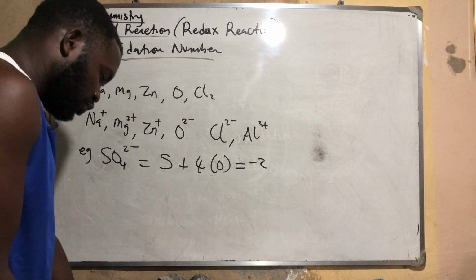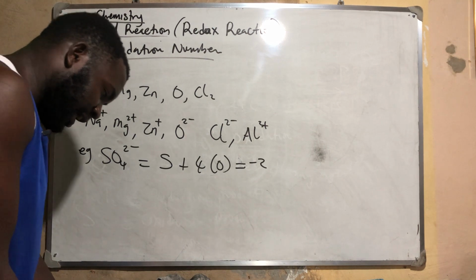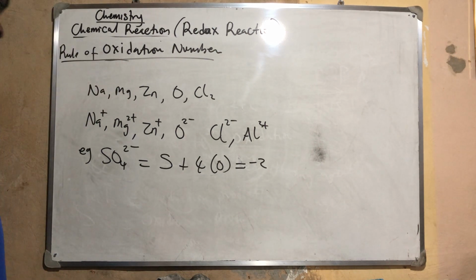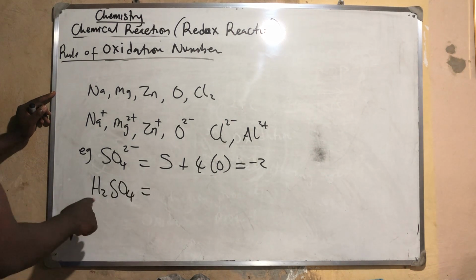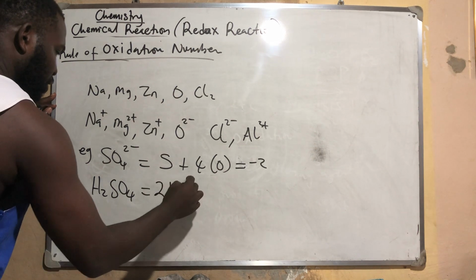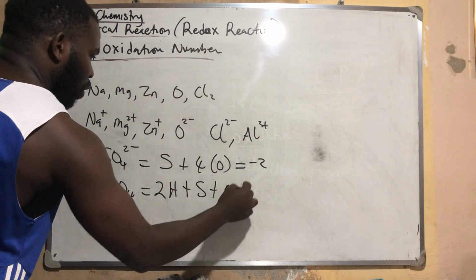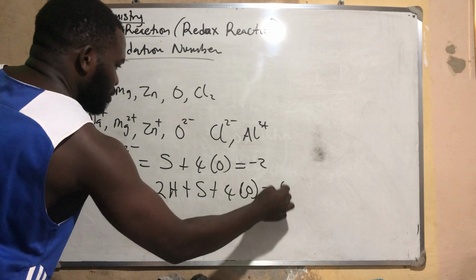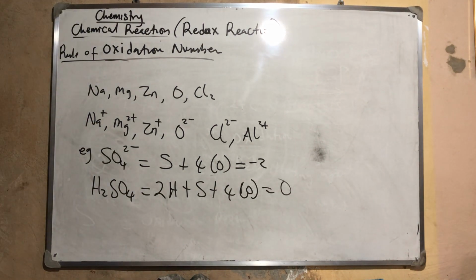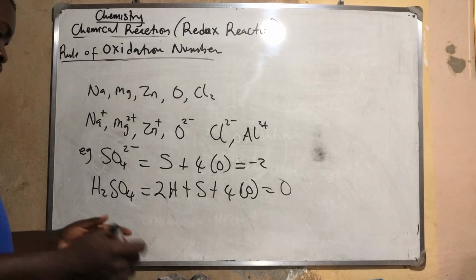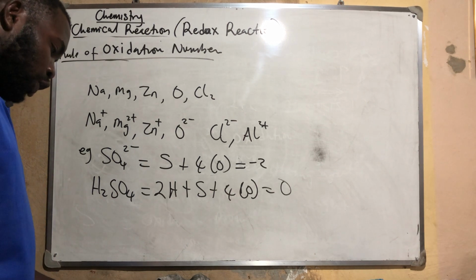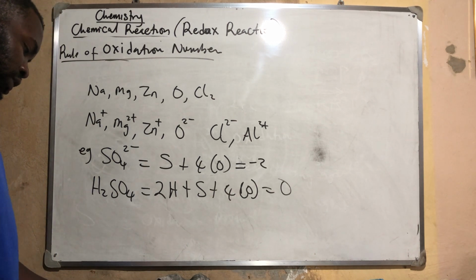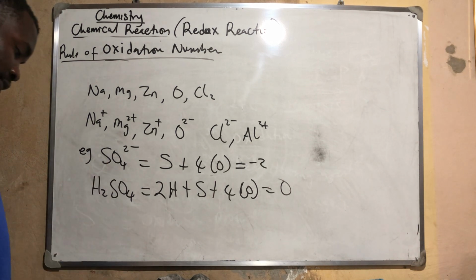Number 4, the sum of the oxidation numbers of elements in a compound is equal to 0. Like I said before, if I have H2SO4, for instance, it means that if I say 2 hydrogen plus sulfur plus 4 oxygen, I will equate them to 0, because it does not have any charge. Number 5, which is the last one, says the oxidation number of a group of ions is equal to the charge on the ion. We have said that already.